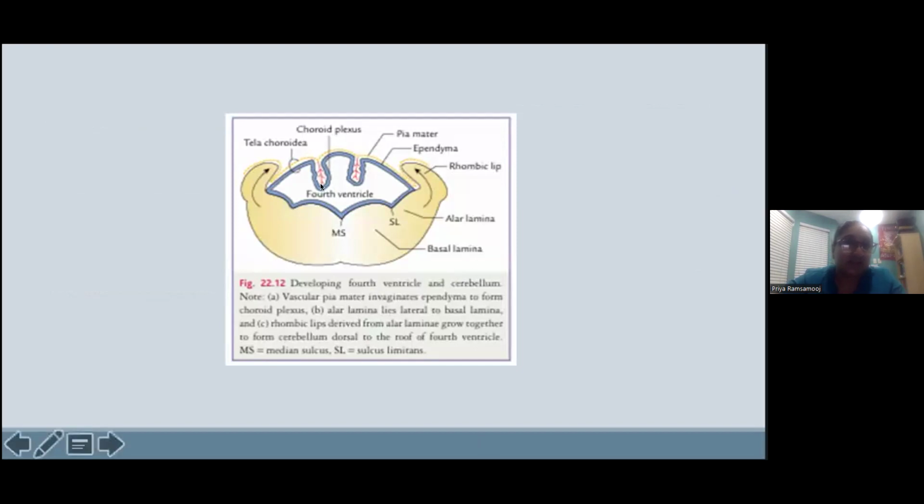And this is just a picture outlining the development of the fourth ventricle, right, where we're seeing the tela choroidea that we would have just described, as well as the ependymal cells with your invagination to form your choroid plexuses.